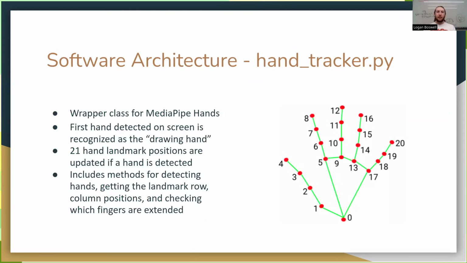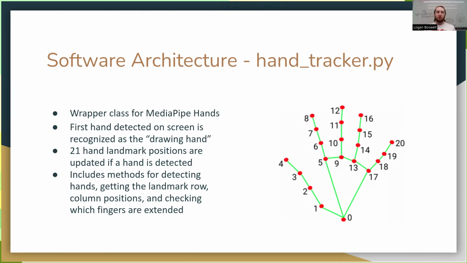Now to hop into some of the software architecture for this project. The main class used for tracking is called handtracker.py. It's basically a wrapper for the MediaPipe hands model. This is the way the application is structured.